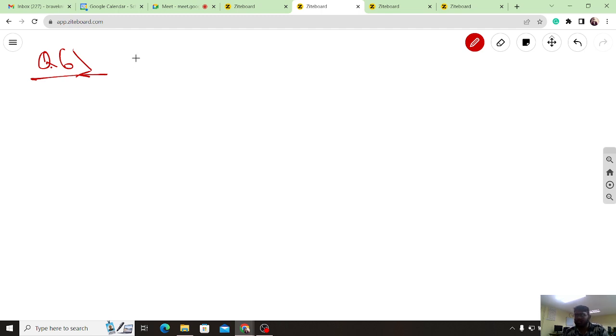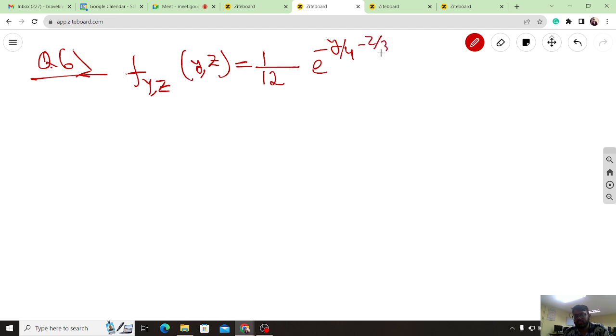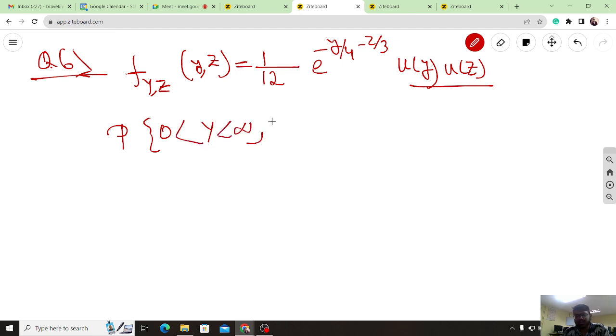Question 6, 8, we have been given a probability density function, z is equal to 1 by 12, e to the power minus y by 4, z by 3, and unit step functions u of y and u of z. So we had to find out the probability of the event 0 less than y less than infinite and z less than or equal to -2.